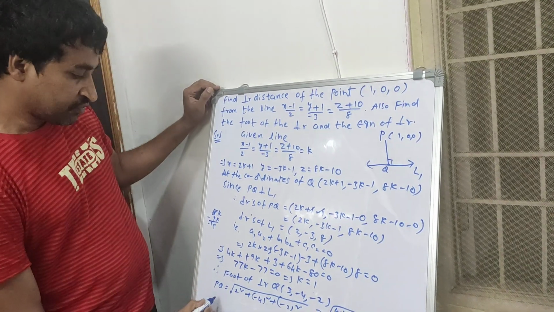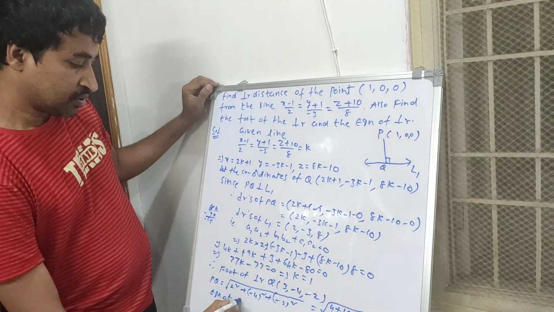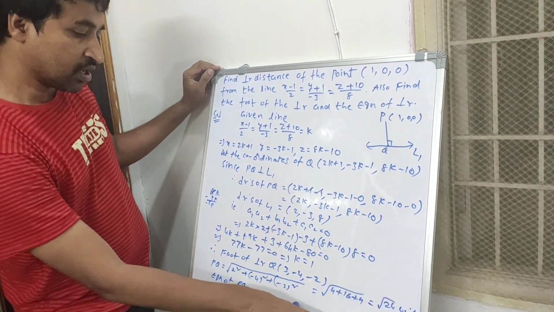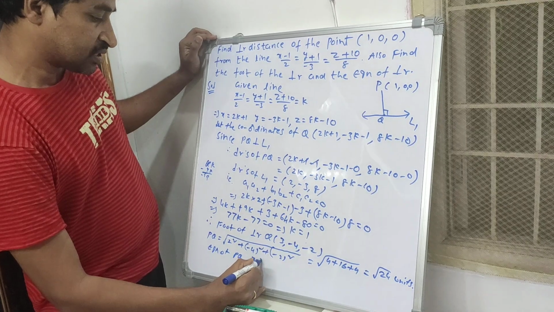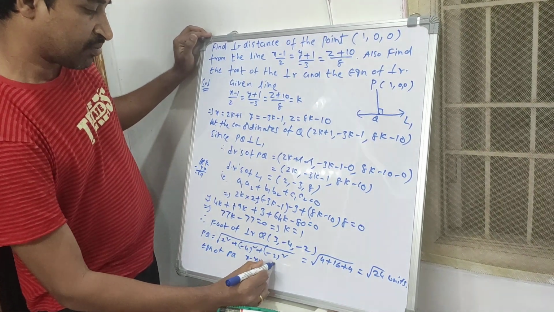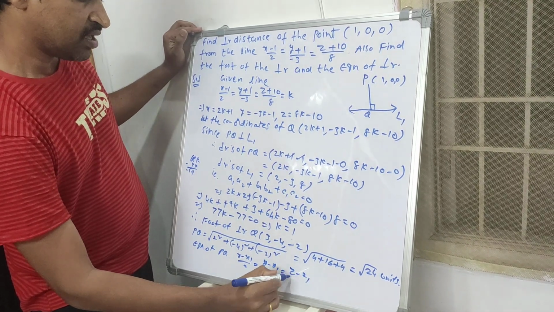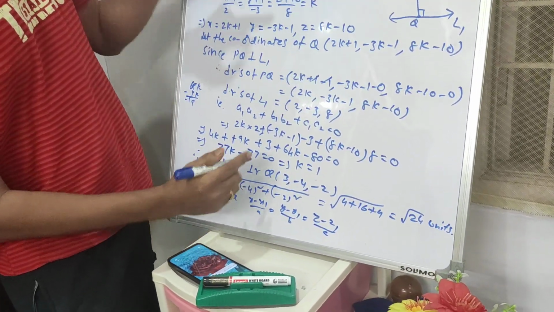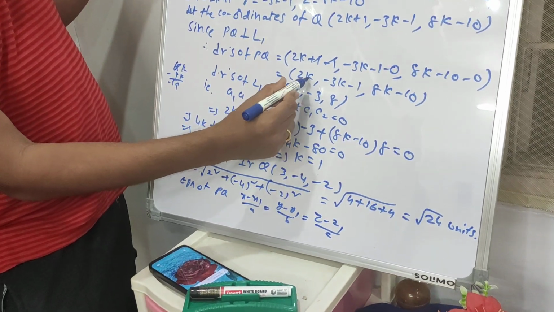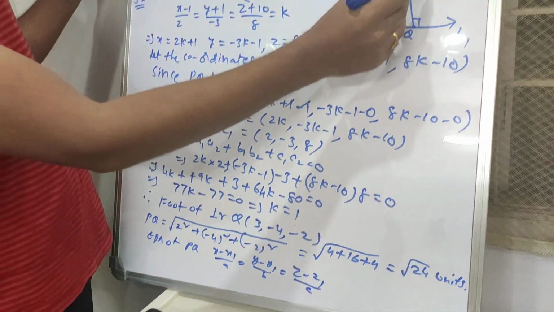We can also find the equation of PQ using the formula (x minus x1)/a equals (y minus y1)/b equals (z minus z1)/c, because we can find the direction ratios of PQ by substituting the k value, and it is passing through the point (1, 0, 0).